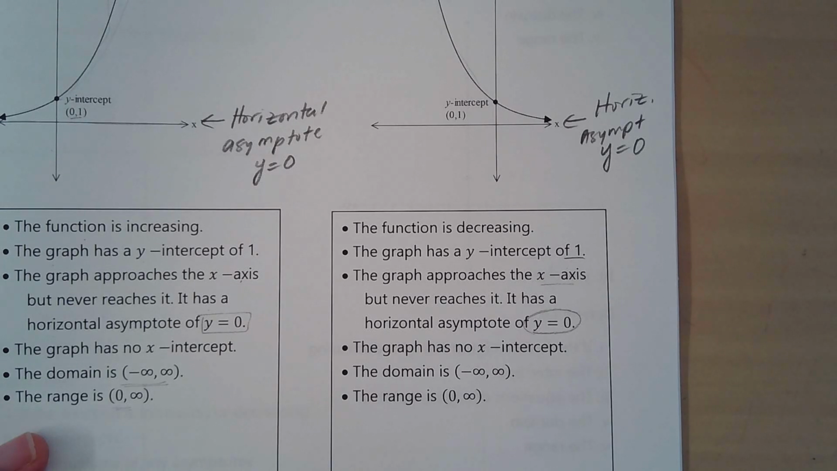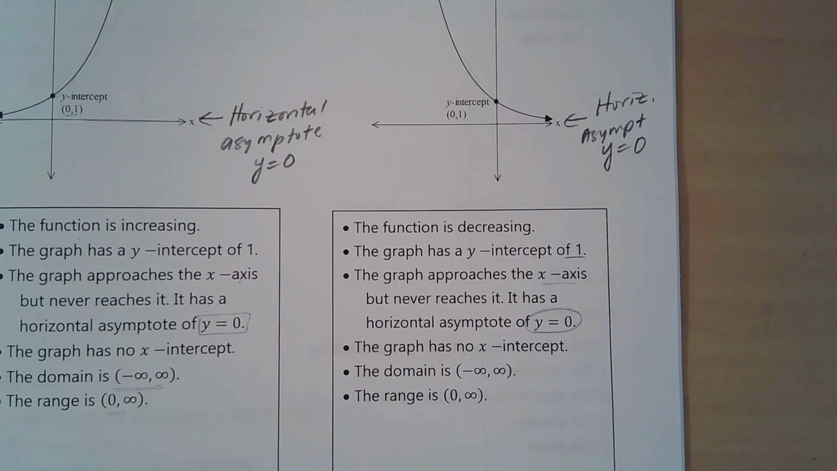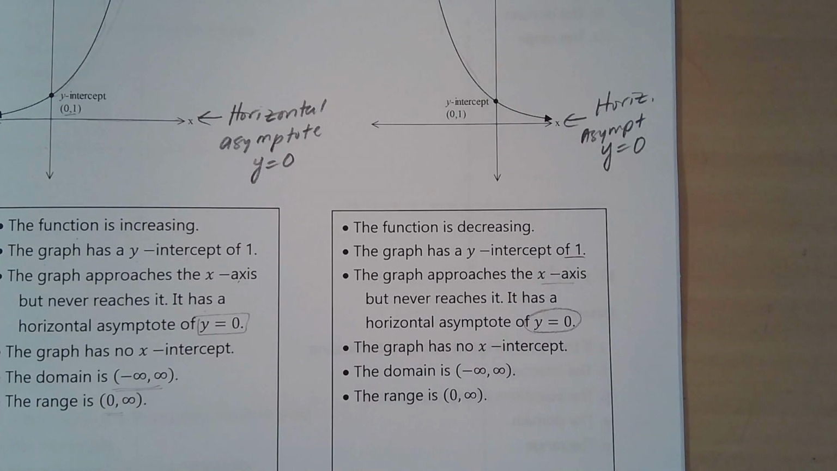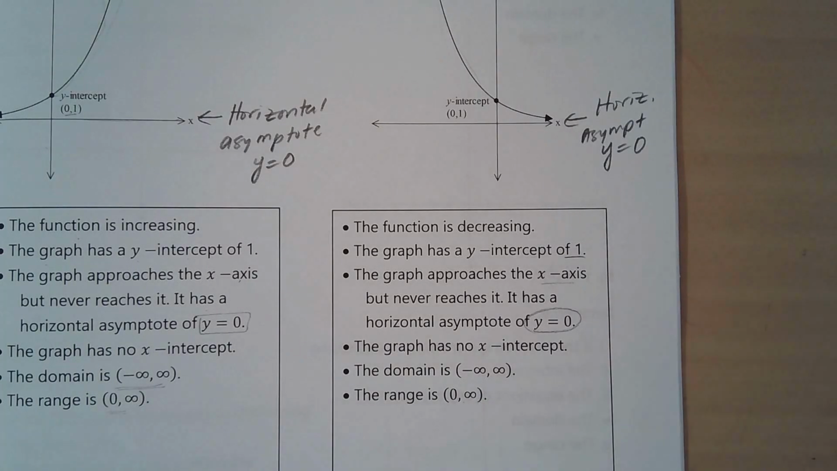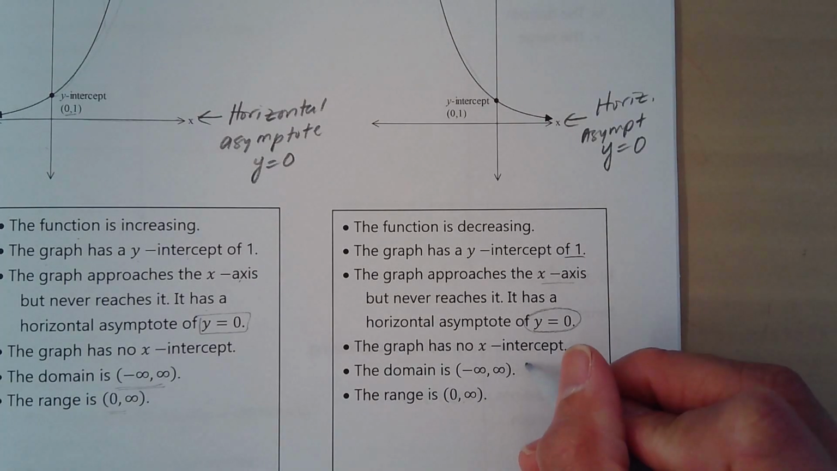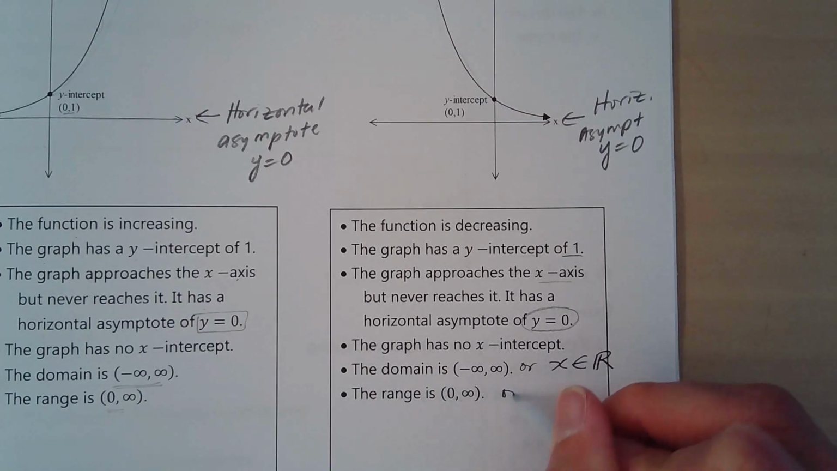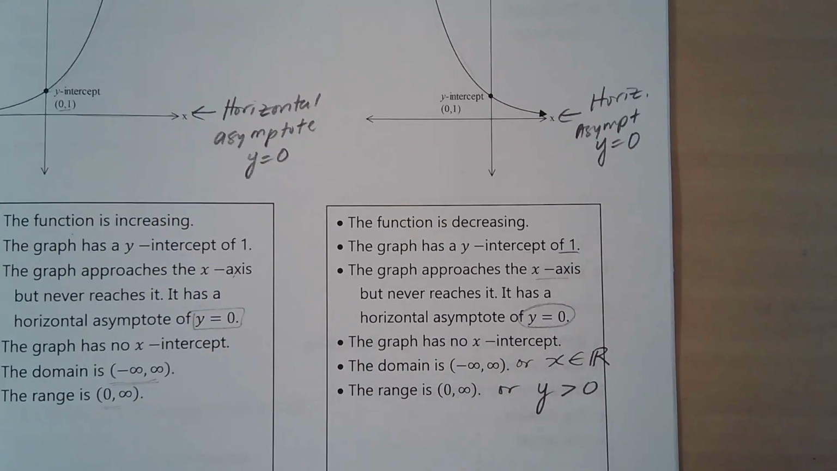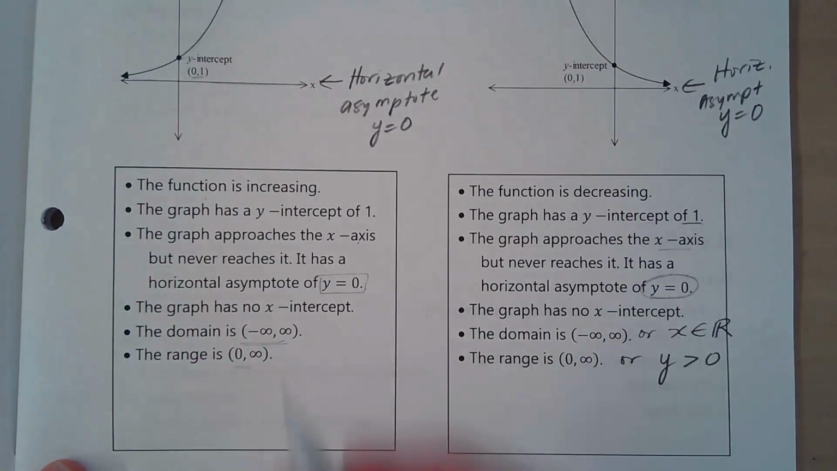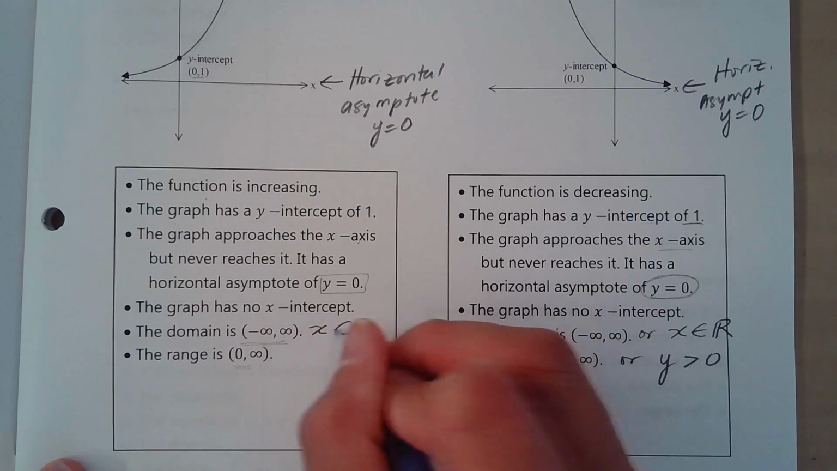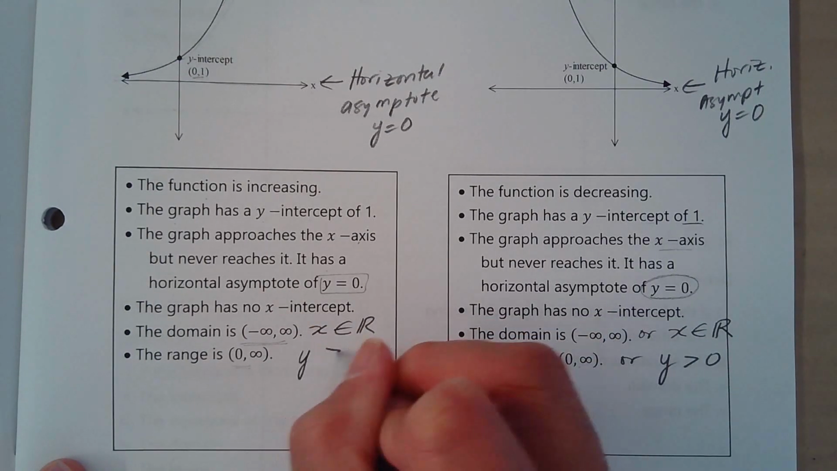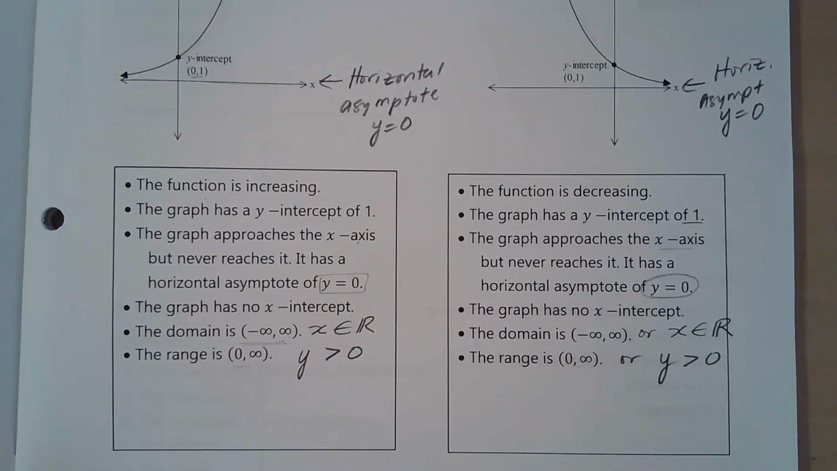So that means there's no x-intercept, the domain is from negative infinity to positive infinity, and then the range is from 0 to infinity. So we can say x is an element of real numbers, or we can say y is greater than 0. Okay.